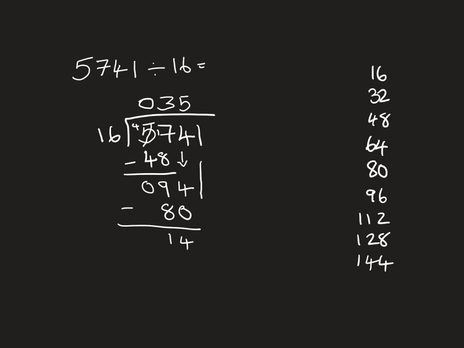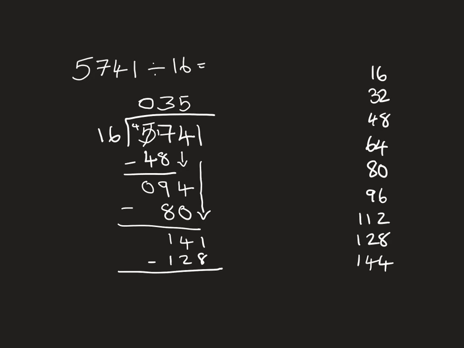Then I drop down my 1, which makes 141. So again, I look at my 16 times table. 128 is closest without going over. 144 is over. So I write 128 underneath, take away.